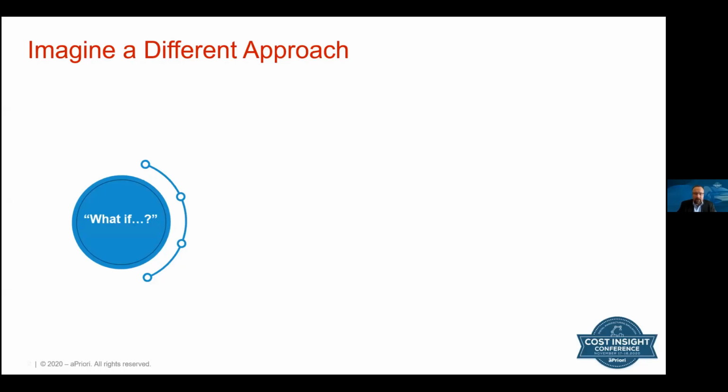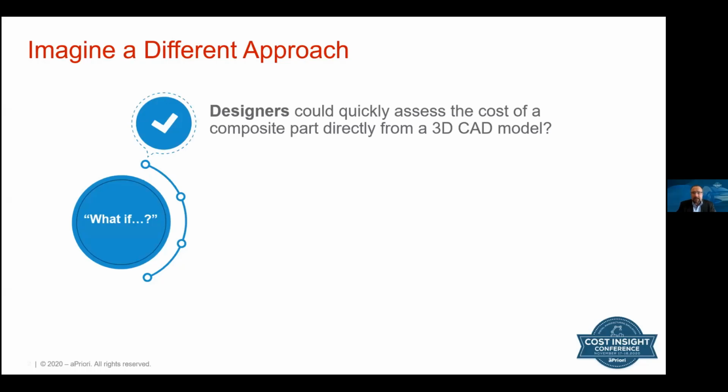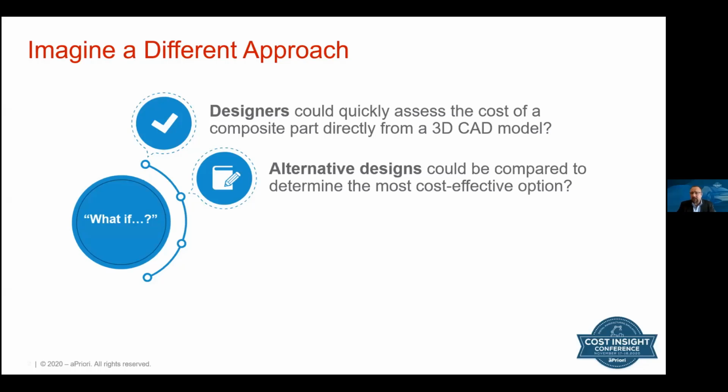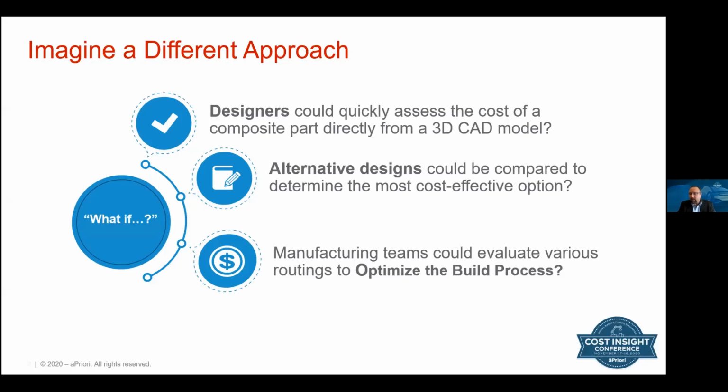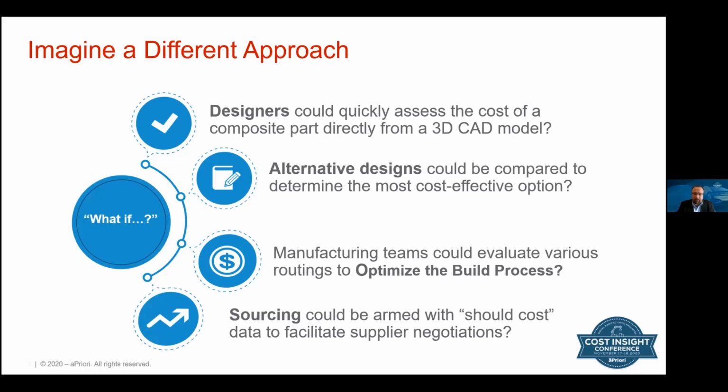So with that said, let's quickly have you think a little bit about a different approach. What if, for composite parts, designers could quickly assess the cost and manufacturability of a part directly from a 3D CAD model? What if you could look at alternative designs, maybe different material choices, or perhaps something as major as looking at a composite design versus a metallic equivalent using all of the other cost models available with A Priori? What if manufacturing could evaluate different routings, optimize the build process, perhaps look at a trade-off between a hand layup approach and an automated fiber placement approach?